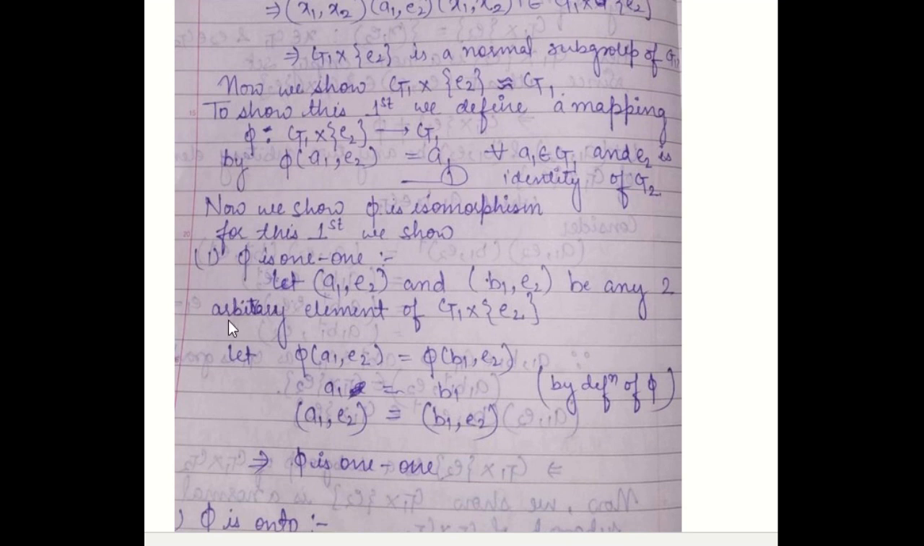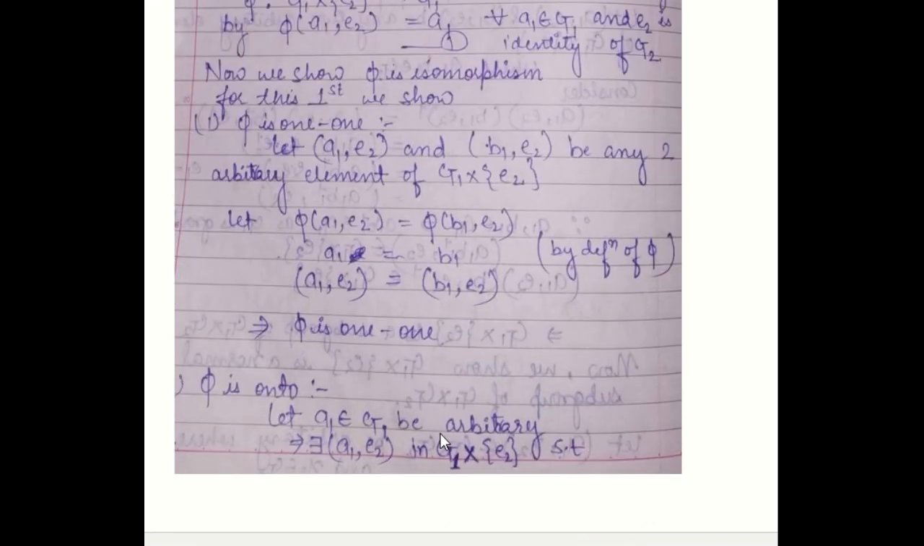For this we have to show it is 1-1, onto, and composition preserving. So first, phi is 1-1. For that, let A1 E2 and B1 E2 be any two arbitrary elements of G1 cross E2, and let their images be the same. That is, phi of A1 E2 is equal to phi of B1 E2. So this implies A1 is equal to B1. So we have A1 comma E2 is equal to B1 comma E2. So phi is 1-1.